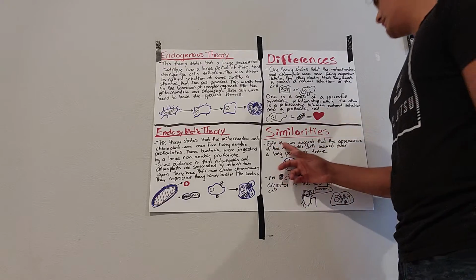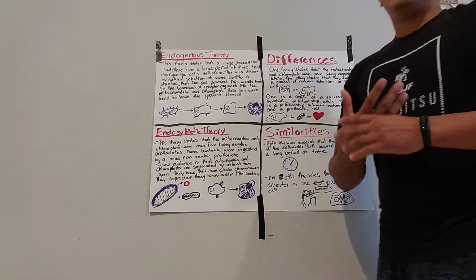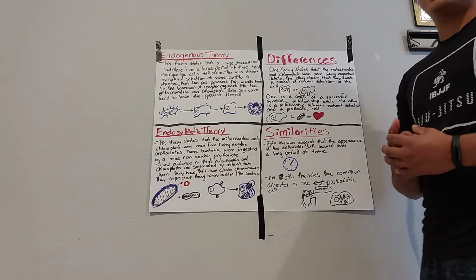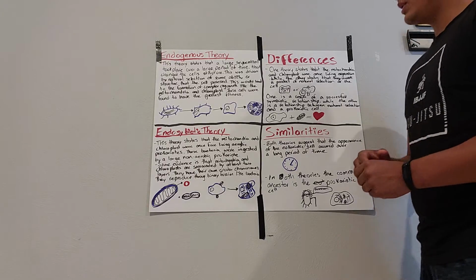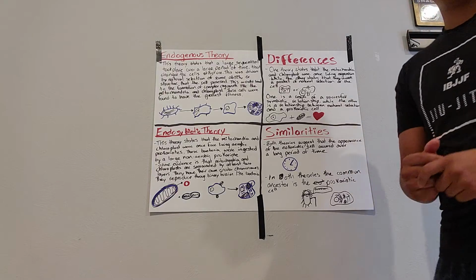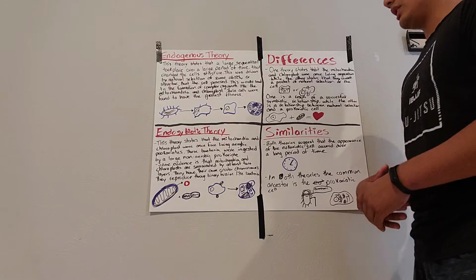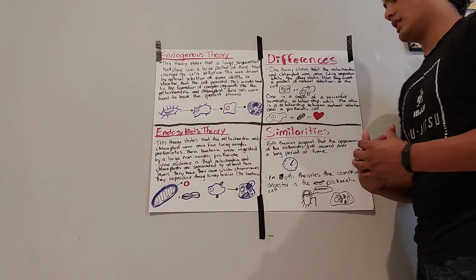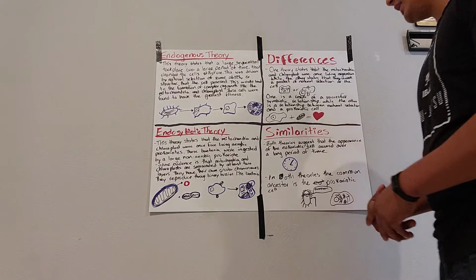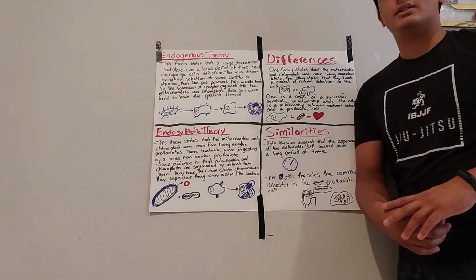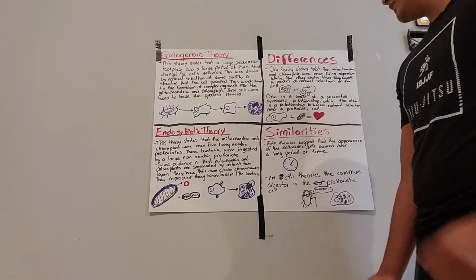Similarities. Both theories suggest that the appearance of the eukaryotic cell happened over a large period of time. They both took either millions of years or a billion years for a eukaryotic cell that we could recognize to form, with a chloroplast and mitochondria in them, and both have a common ancestor of a prokaryotic cell or a bacterial cell.